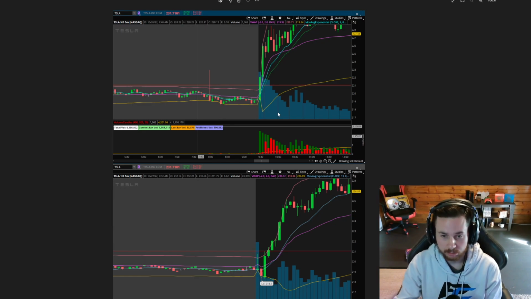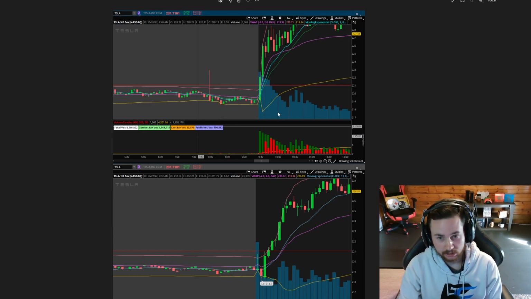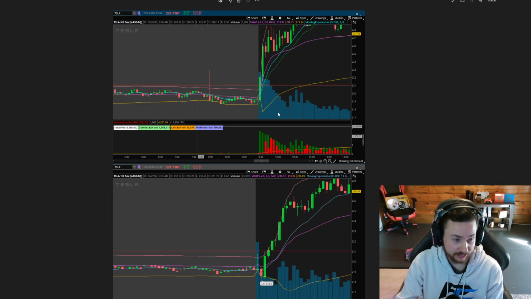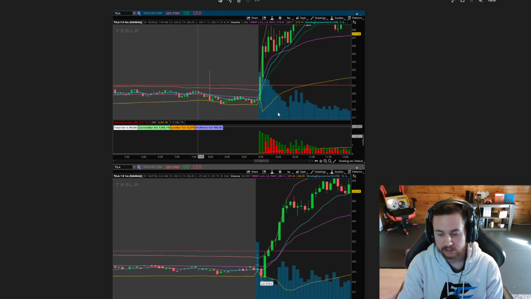Again, we want to see a large move to the upside. We want to see tight consolidation. We'd really like to see a catalyst. And then we want to see, obviously, a move higher, which we would trade.